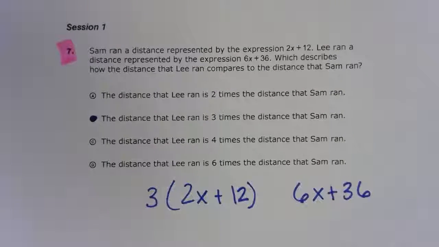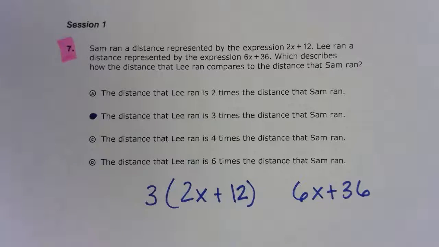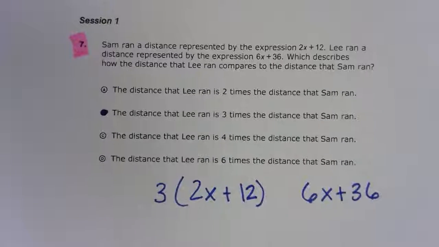Okay, that one's not super complicated. It just kind of makes you think about the conceptual multiplication distributive property there. Okay, moving right along. The next one that applies is number 11.